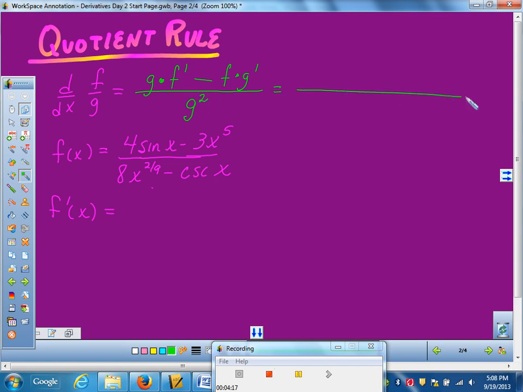In words, and yes, I can hear it already, people out there singing, oh yes, it's low d high minus high d low, all over low squared. So now you have a lovely quotient rule to follow.